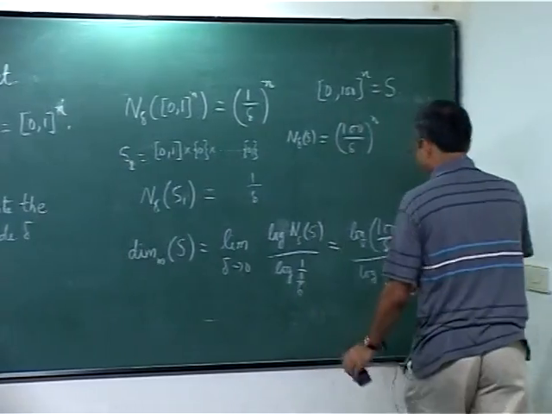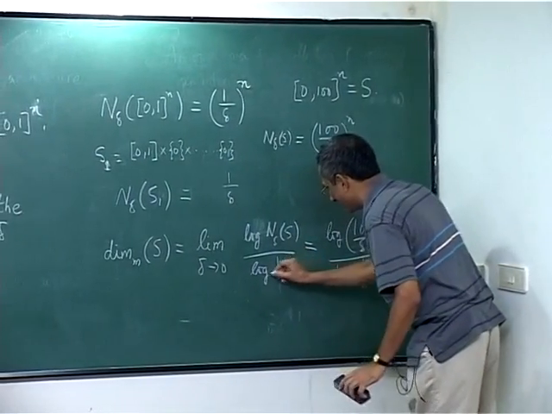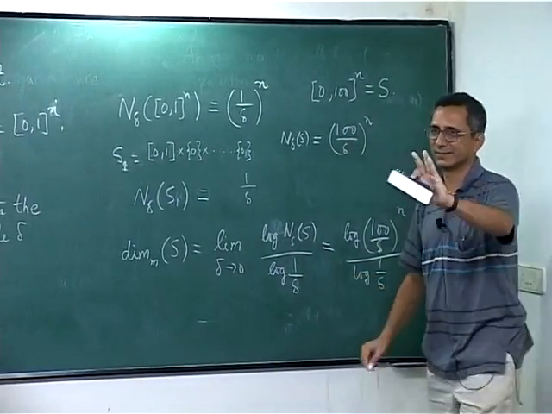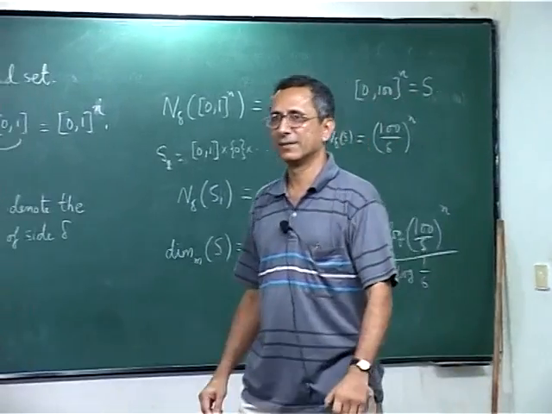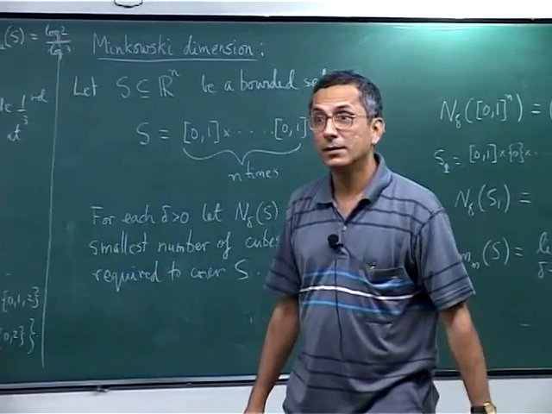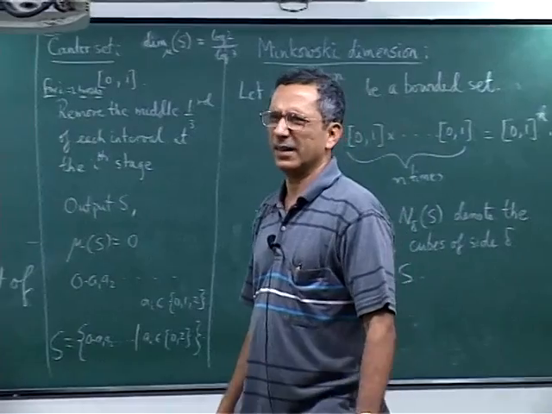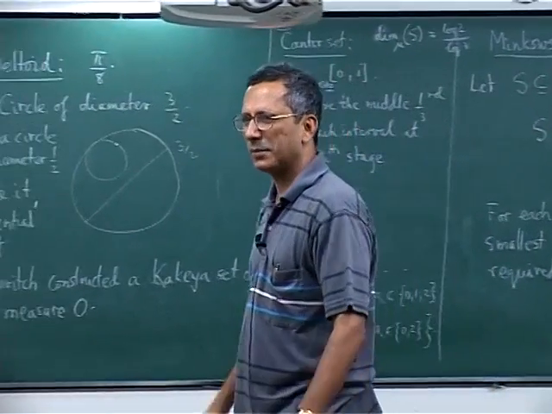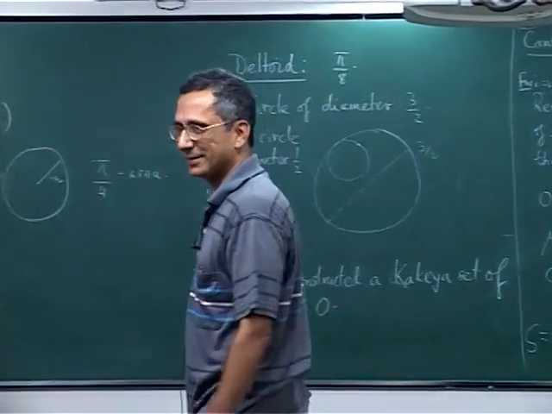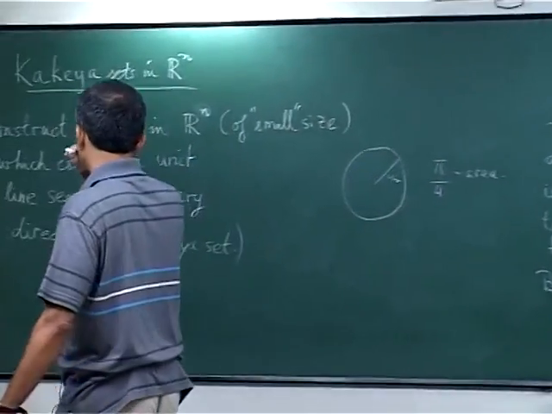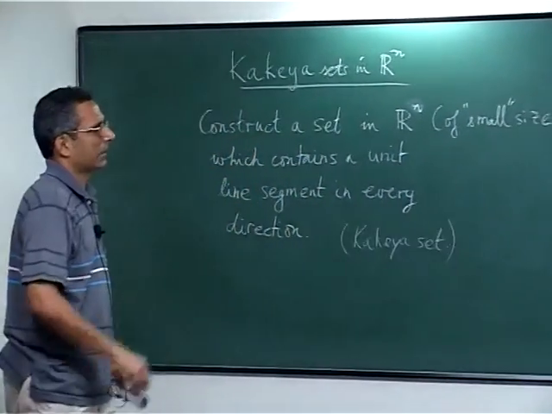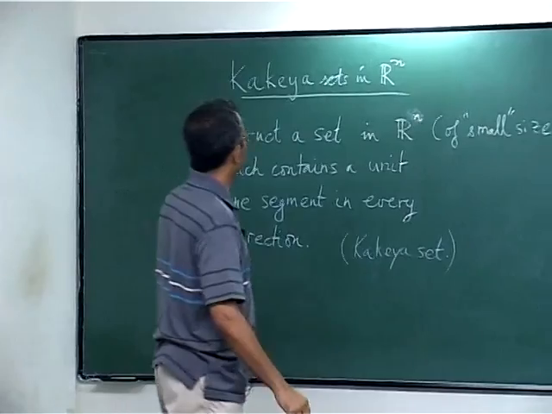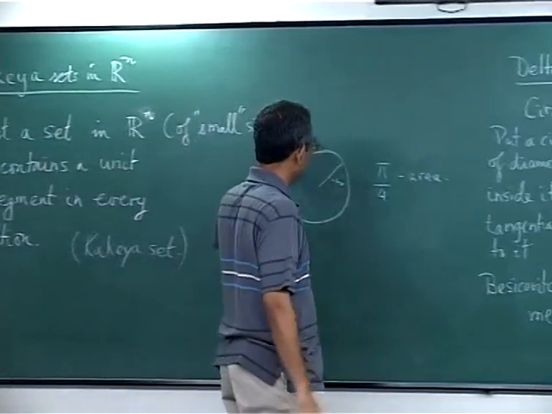Oh, sorry, I made a mistake here. But I should write log of 1 by delta. Okay, so what is the Kakeya conjecture?